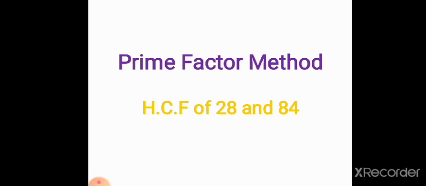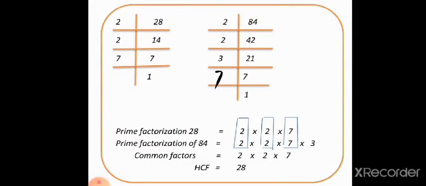Method 2, prime factor method. HCF of 28 and 84. So what is a prime number? A prime number is divisible only by 1 and itself. For example, 2, 3, 5, 7, etc.